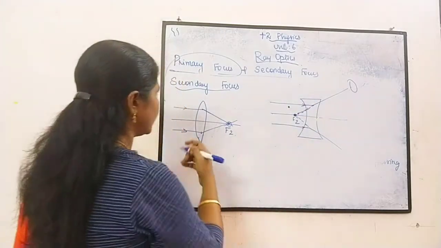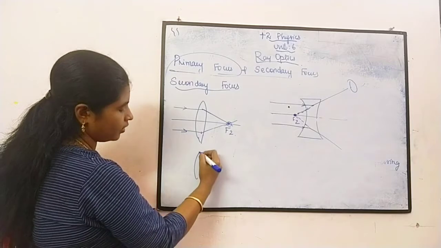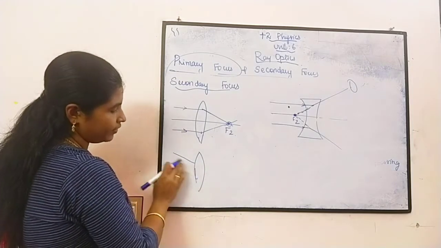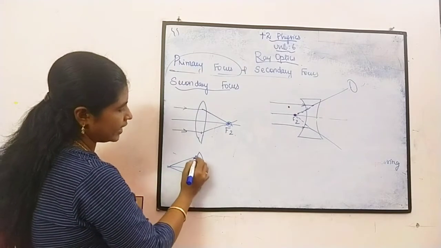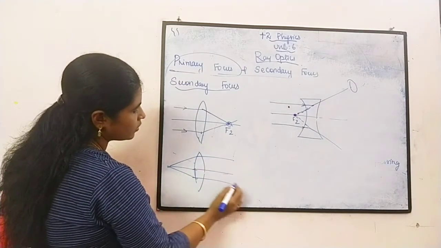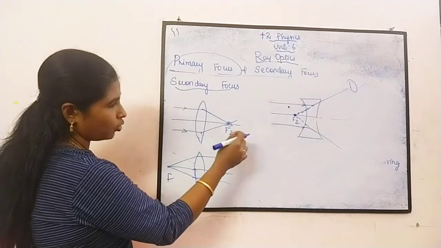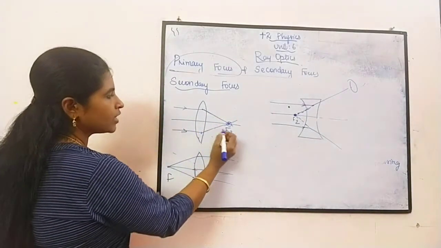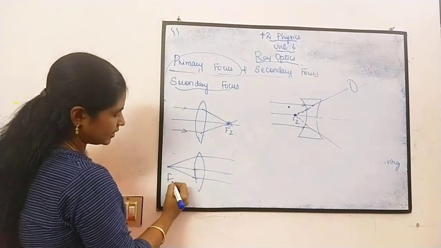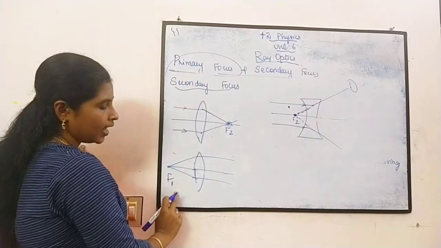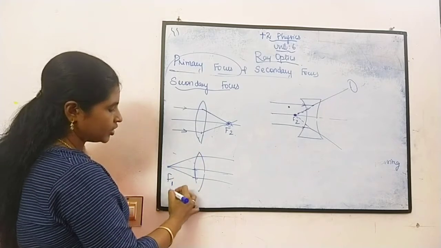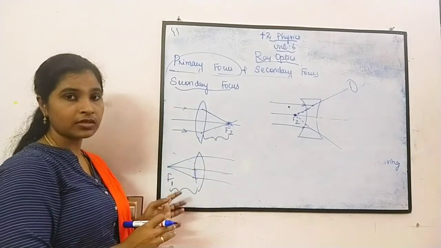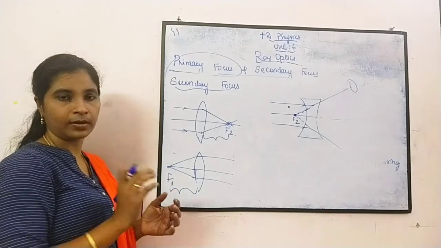So I told you already about the primary focus for the convex lens. When we see the primary focus for the convex lens, it will be like this. I told you that this length and this length will be equal. So this is the primary focus and this is the secondary focus. When you measure these two points, it will always be equal. So keep it in mind, the primary focus and the secondary focus lengths will be equal.